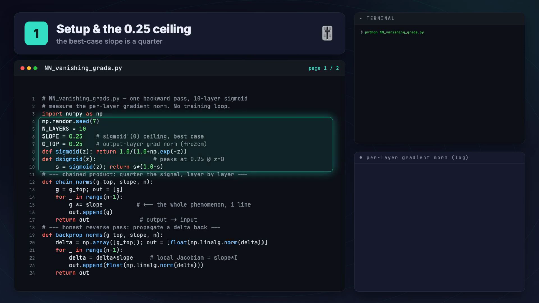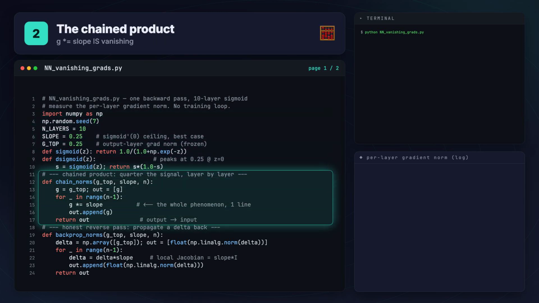Top of the file, the setup: 10 layers, the sigmoid and its derivative written out by hand, so you can see the 0.25 ceiling, and a fixed seed, so every run reproduces the same frozen numbers. Notice we initialize each layer's effective local slope at its healthy best case. We are not sandbagging this with saturation. We want the optimistic number.